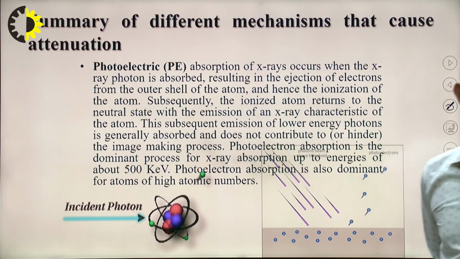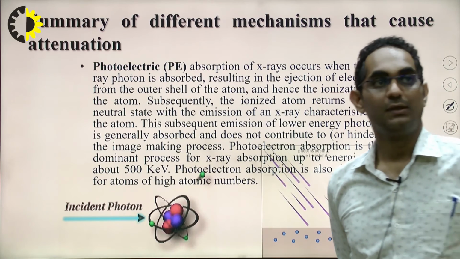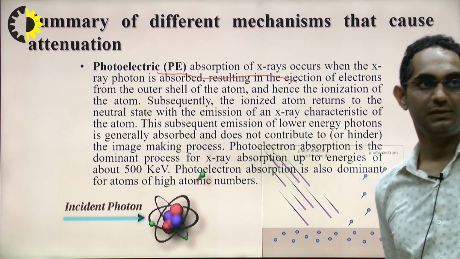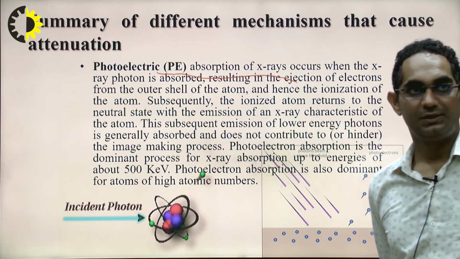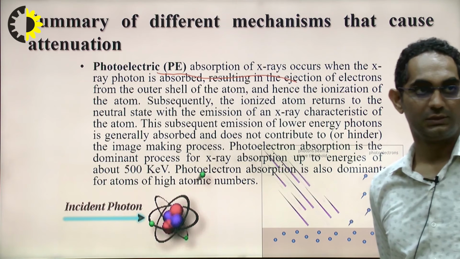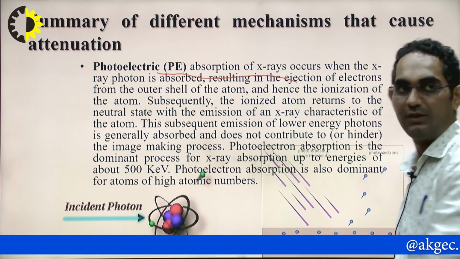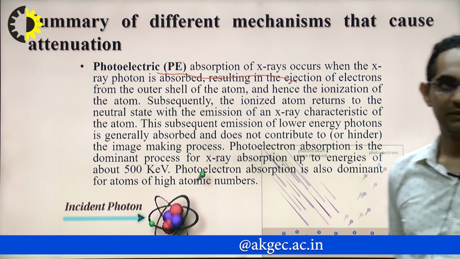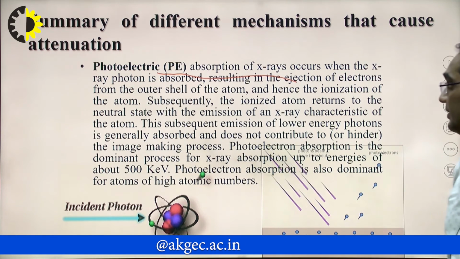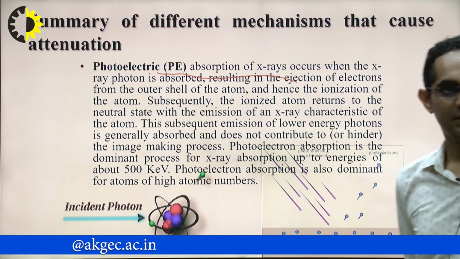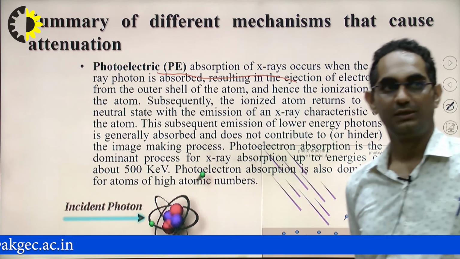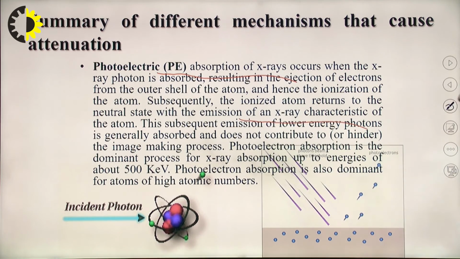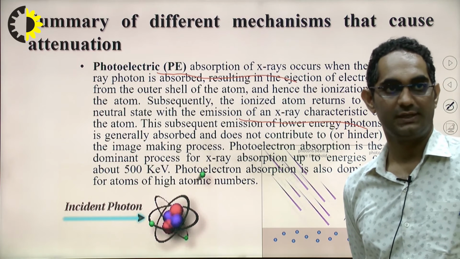Then the summary of different mechanisms that cause the attenuation. First, photoelectric absorption of X-rays occurs when the X-ray photon is absorbed, resulting in the ejection of electrons from the outer shell of the atom, and hence the ionization of the atom. Subsequently, the ionized atom returns to the neutral state with the emission of an X-ray characteristic of the atom.